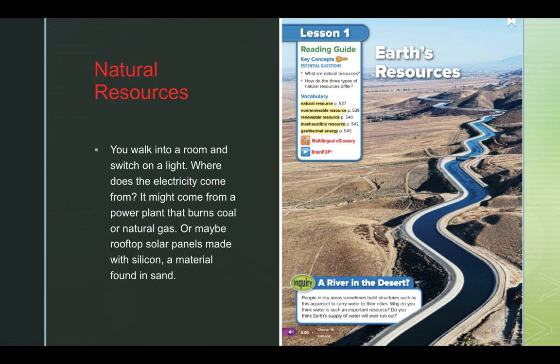It says you walk into a room and switch on a light. Where does the electricity come from? It might come from a power plant that burns coal or natural gas, or maybe rooftop solar system panels made with silicon, a material found in sand.